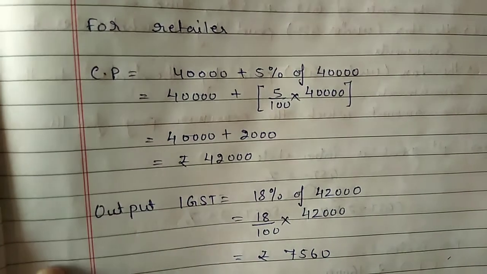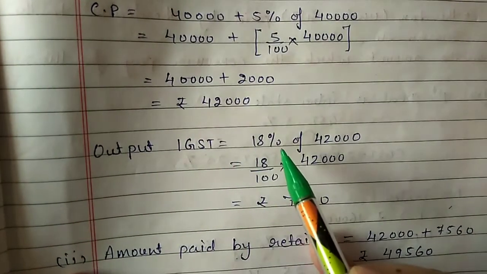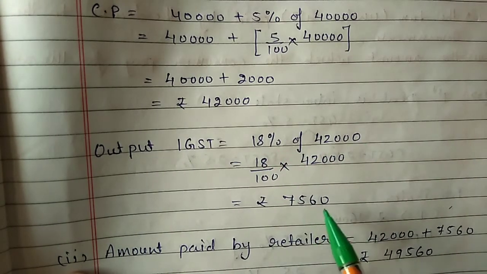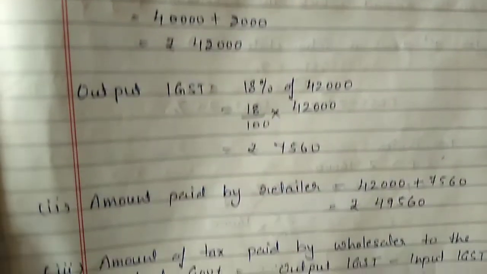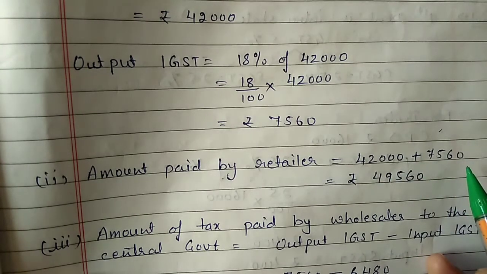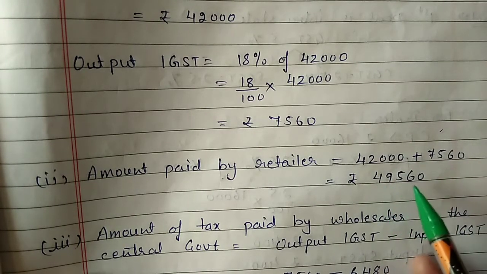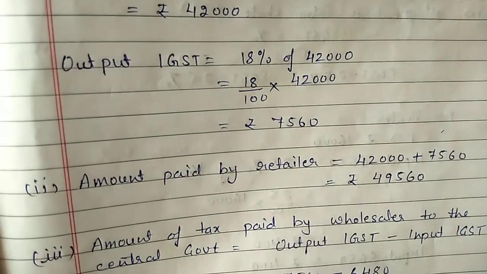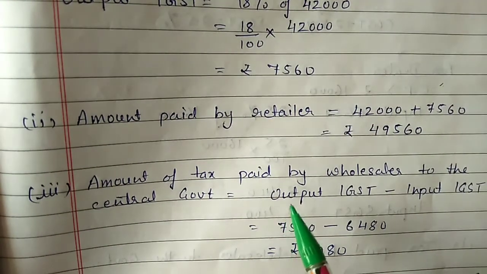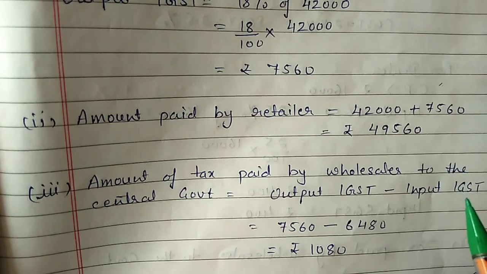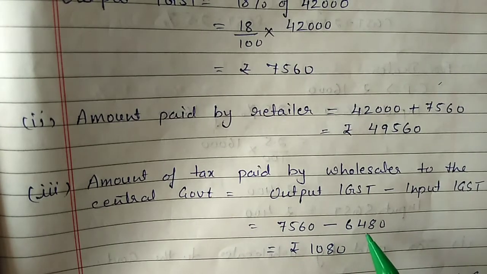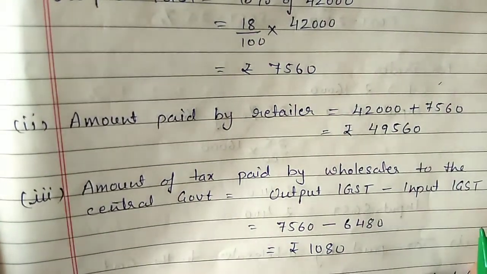And this deal is also interstate. So here also the total 18% will be IGST. So 18% of 42,000 is 7,560 rupees. So the amount paid by the retailer will be 42,000 he is paying for the article plus 7,560 rupees he is paying as tax. So the total will be 49,560 rupees. Third part, the amount of tax paid by the wholesaler to the central government. It will be equal to output IGST minus input IGST, the difference between both the taxes: 7,560 minus 6,480 rupees equal to 1,080 rupees.